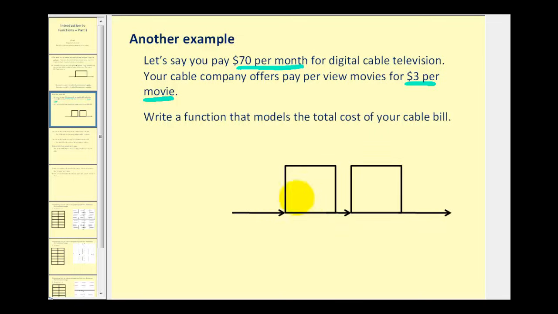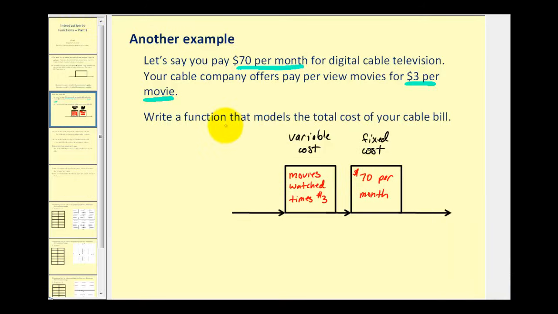So to model this function, because we have two components, let's let this first component be the variable cost, or the cost of watching a movie at $3 per movie. So again, this would be the number of movies watched times $3. They call it the variable cost because it varies based upon the number of movies watched. The second component is called the fixed cost because the cost of $70 will not change regardless of how many movies we watch.